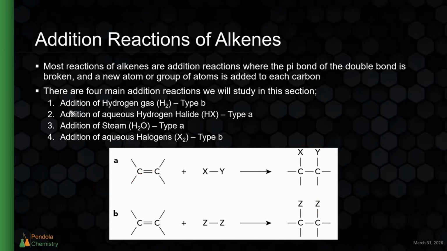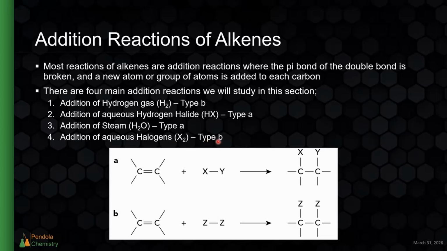Now, this is the type of reaction, but I will say there are 4 different types of addition reactions we are going to study with our alkenes in this curriculum. The first is the addition of hydrogen gas, which is a type B type of reaction. So here we classify these as either type A on the top or type B at the bottom. Type B is when we're adding a molecule that has 2 of the same atom, whereas type A is when we're adding a molecule with 2 different atoms.